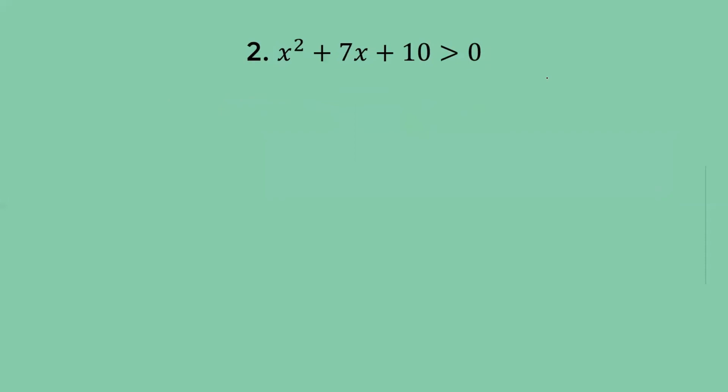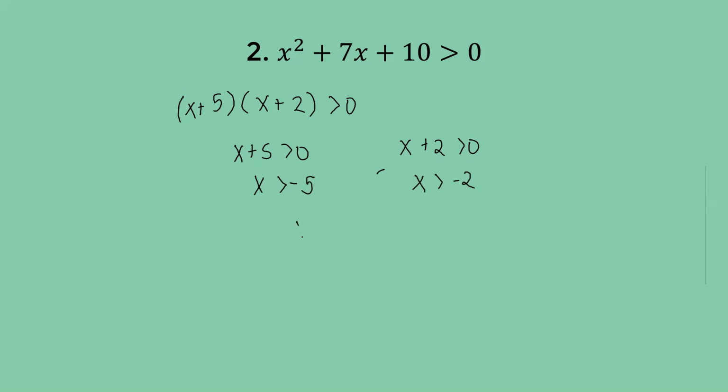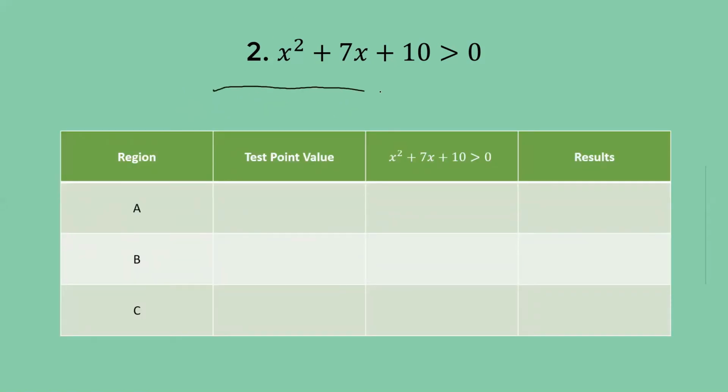Let's go to the next example. We have x squared plus 7x plus 10 is greater than 0. So we would just do the same thing. For this one, I will be using factoring. So for the values of x, we have negative 5 and negative 2. Plot them on the number line and find some test point values. They should be in the middle of negative 5 and negative 2, after negative 2 and before negative 5. So we have 0, negative 3, and negative 6. Substitute them to the x in the inequality.